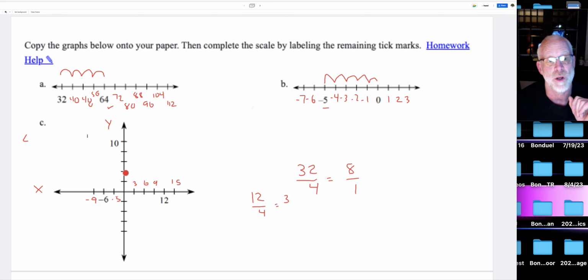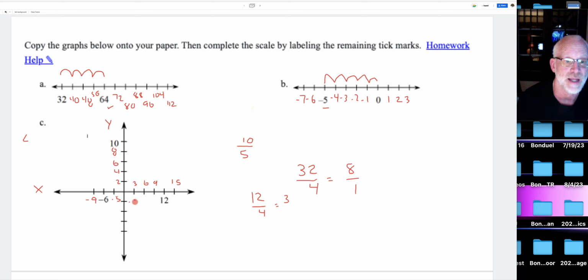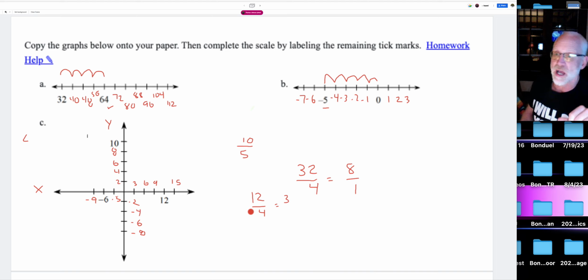It goes 1, 2, 3, 4, 5 spots, and it goes to 10. So I went 10 divided by 5 spots, 10 numbers divided. So it's got to go by 2s, right? So I went 0, 2, 4, 6, 8, 10. And then back the other way, it went 0, -2, -4, -6, -8.